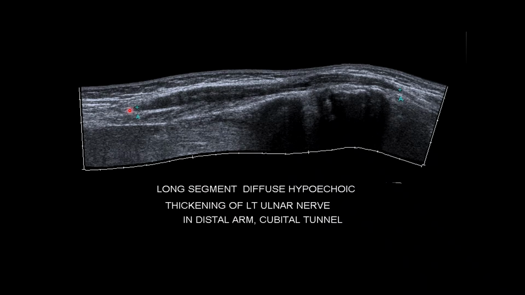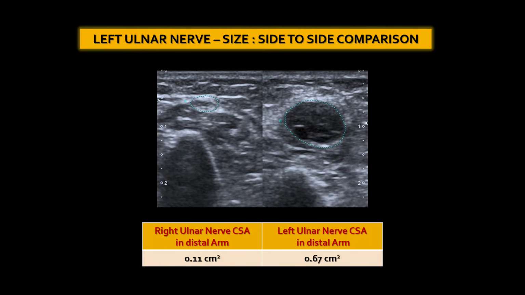This is the panoramic image which again nicely depicts the long segment diffuse hypoechoic thickening of the left ulnar nerve. If we do side-to-side comparison, this is the right ulnar nerve CSA in the distal arm which is 0.11 cm square and left ulnar nerve significantly thickened, hypoechoic, 0.67 cm square CSA.